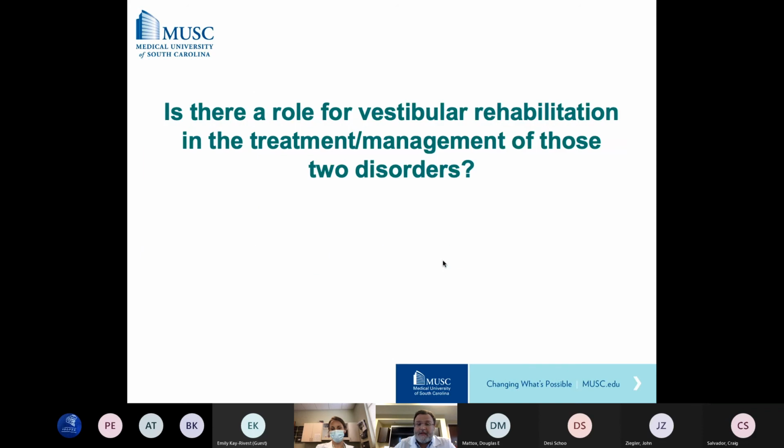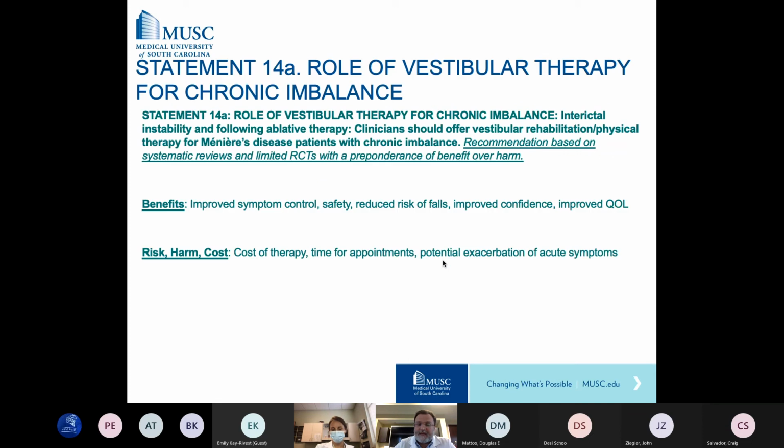So is there a role for vestibular rehab in the management of vestibular migraine or Meniere's? There is a role for chronic imbalance, so assess the patient between episodes, check if they have hypofunction type symptoms, and then send them to PT. In this case also, although it's been written about with the concept of prehab, basically if you prepare the patient with rehab before doing an ablative procedure, whether it's a labyrinthectomy or a vestibular schwannoma resection, some patients may do better and recover faster from their imbalance.